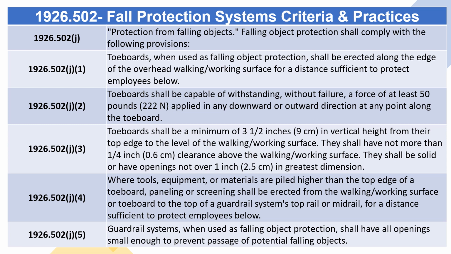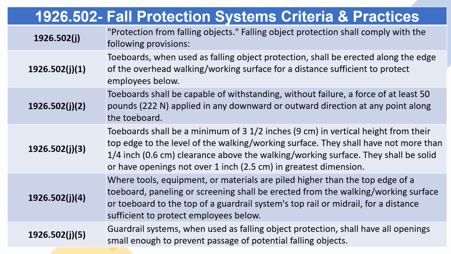They shall have not more than 1/4 inch (0.6 centimeters) clearance above the walking/working surface. They shall be solid or have openings not over 1 inch (2.5 centimeters) in greatest dimension. 1926.502(j)(4). Where tools, equipment, or materials are piled higher than the top edge of a toe board, paneling or screening shall be erected from the walking/working surface or toe board to the top of a guardrail system's top rail or mid-rail, for a distance sufficient to protect employees below.